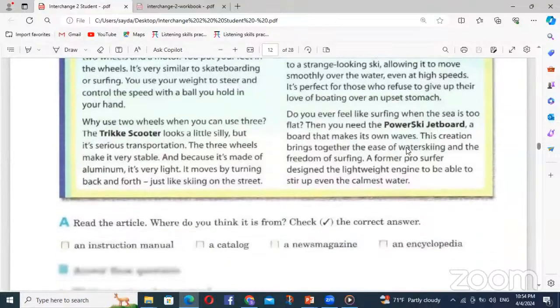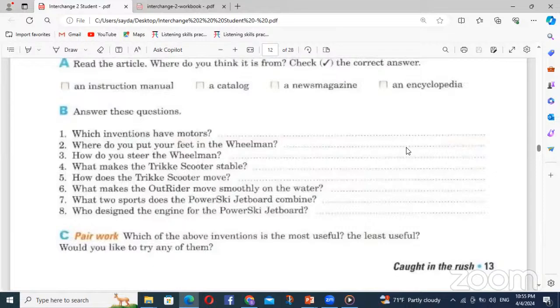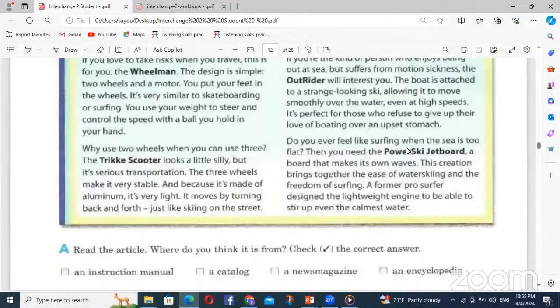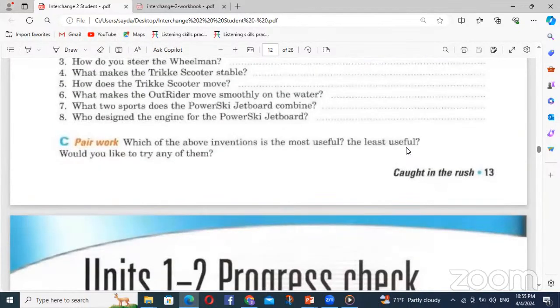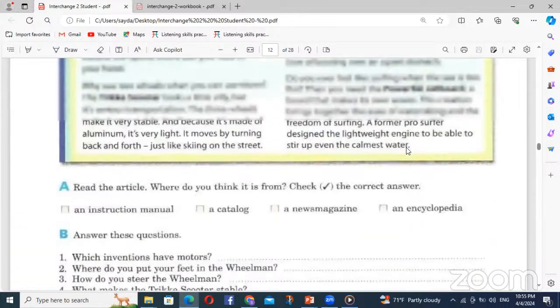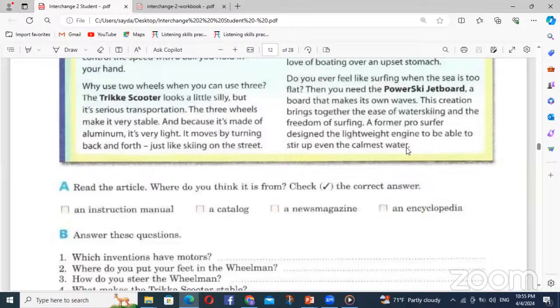Okay. Next one. What two sports does the power ski jet board combine? It means includes, has. What are they? Surfing and water skiing. Bravo. Water skiing and surfing. Next one. Who designed the engine for the power ski jet board? A former pro surfer. Surfer. A former pro surfer. Nice.